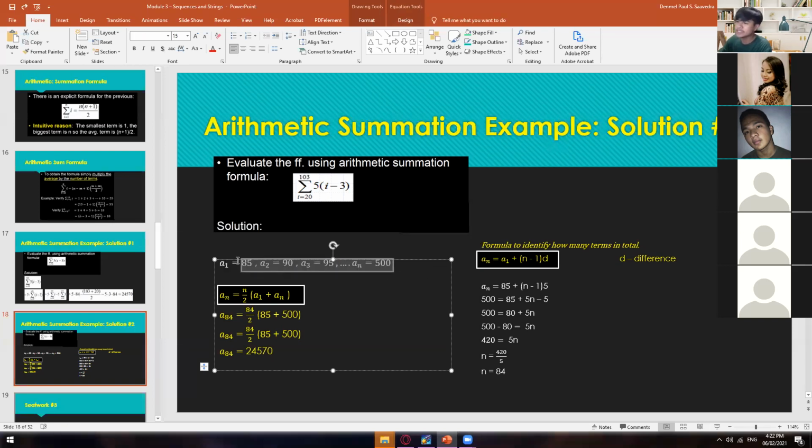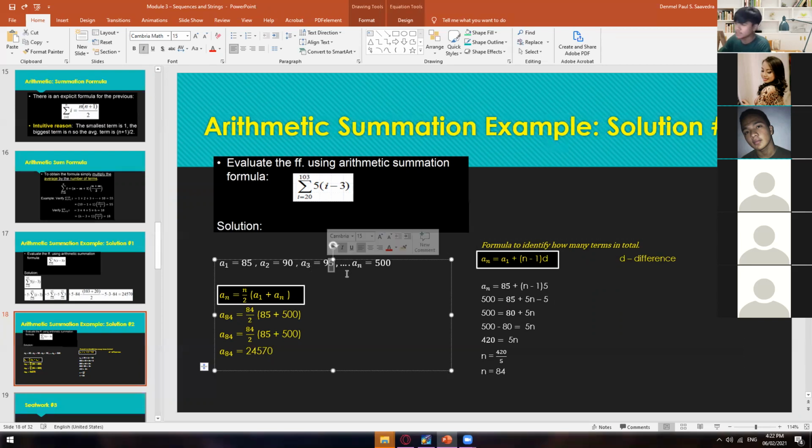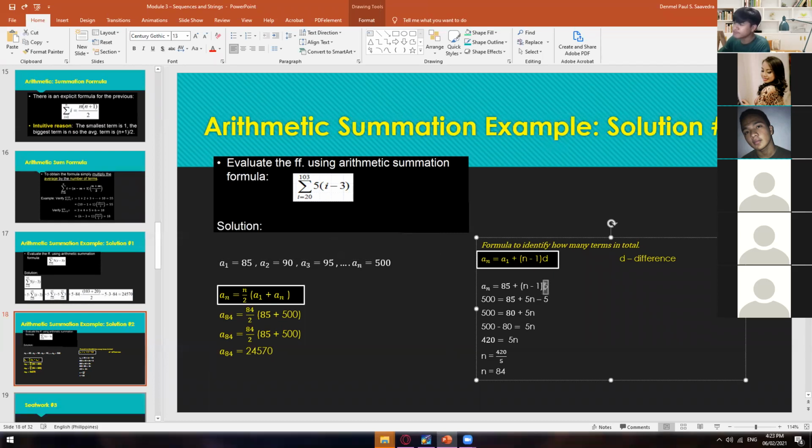From here, we already know the first terms and then the last term. Once you have the first two terms and the last term, you can proceed in applying this formula, which identifies how many terms in total are in this range. Substitute your corresponding values. Your a sub 1 is 85, and your letter d is the difference. As you can see, 90 minus 85 is 5, and 95 minus 90 is 5. So we put here 5.